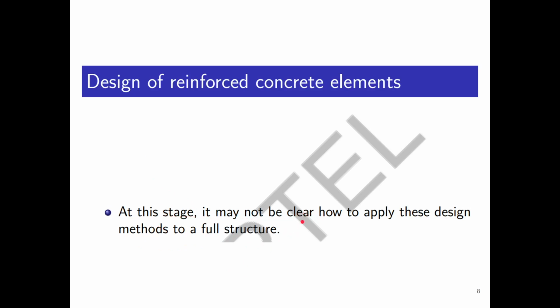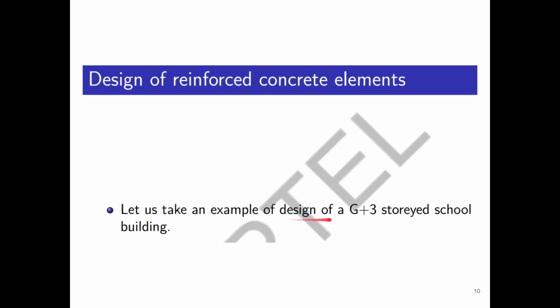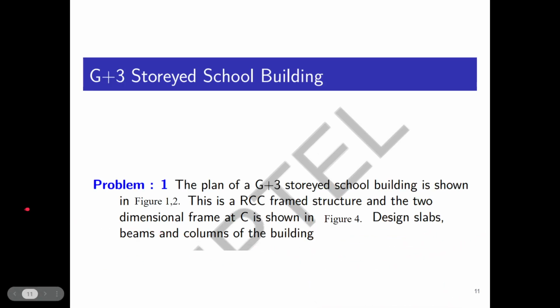So the thing is, although we learned how to design at an individual point, it is not clear how to apply these design philosophies for a full structure. So our knowledge is somewhat not complete. We know the parts, but we have to integrate them completely to understand how those philosophies are applied to a building. Therefore we will take an example of a frame structure, a G+3 storey school building. We'll take this example and try to understand.